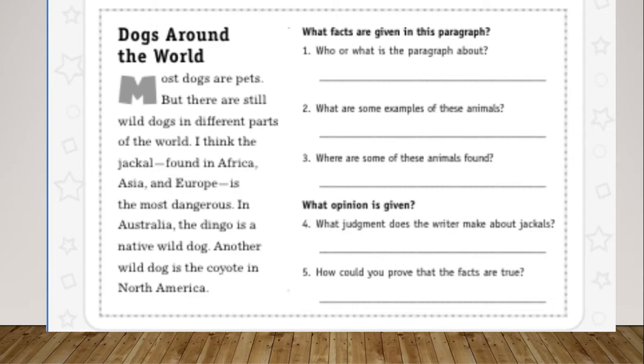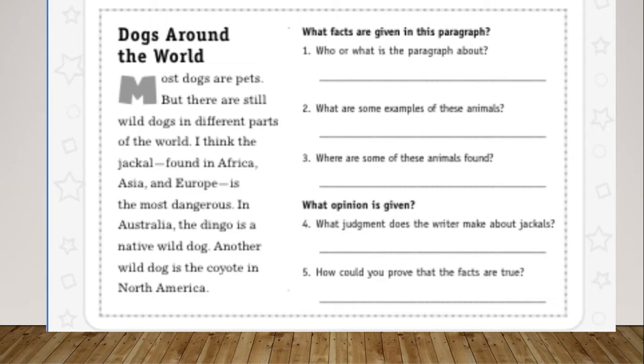So, dogs around the world. Most dogs are pets, but there are still wild dogs in different parts of the world. I think the jackal found in Africa, Asia, and Europe is the most dangerous. In Australia, the dingo is a native wild dog. Another wild dog is a coyote in North America.